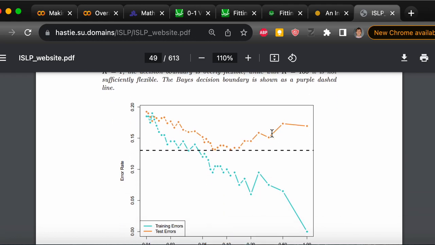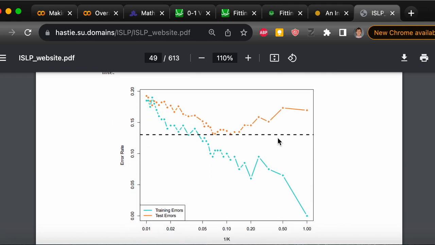Here is a graph they did showing, funnily enough, the value 1 over k on the x-axis. They took k and flipped it. So 1 over k equals 1 is k equals 1, and over here 1 over k is 0.01, which is k equals 100. So they put really big neighborhoods over here and really small neighborhoods over here. And you can see this is exactly the overfitting versus underfitting graph we had from regression. This is exactly the kind of thing you have to show on your project to demonstrate overfitting versus underfitting.